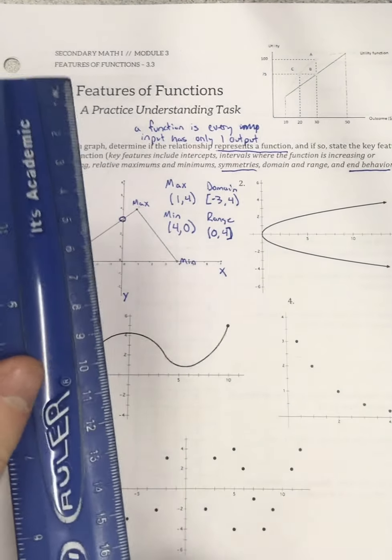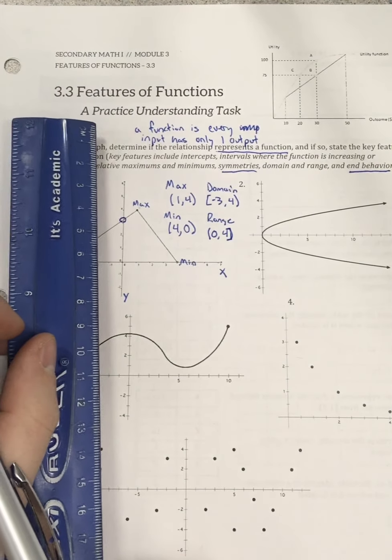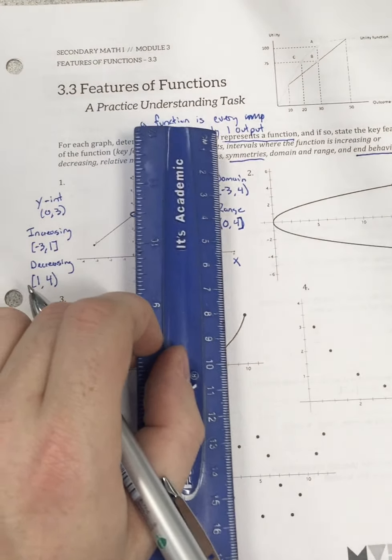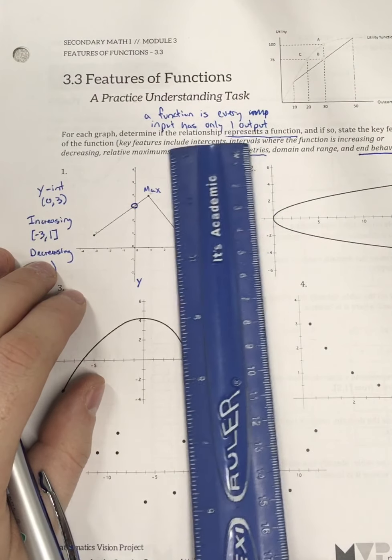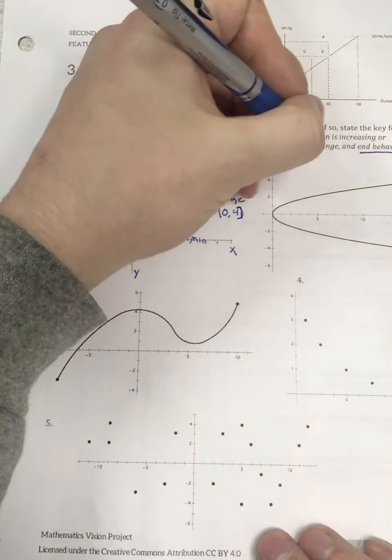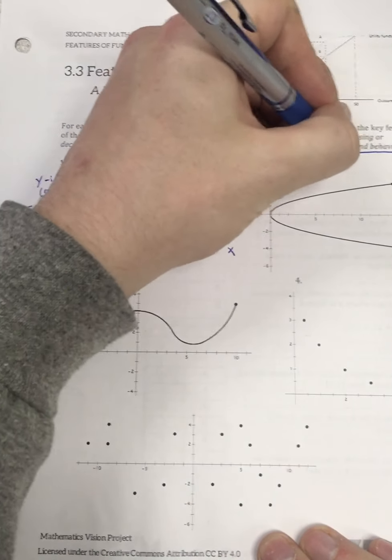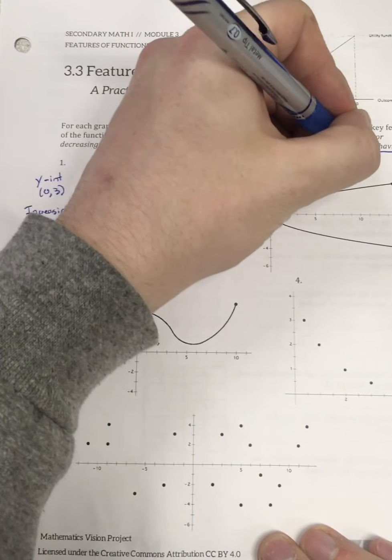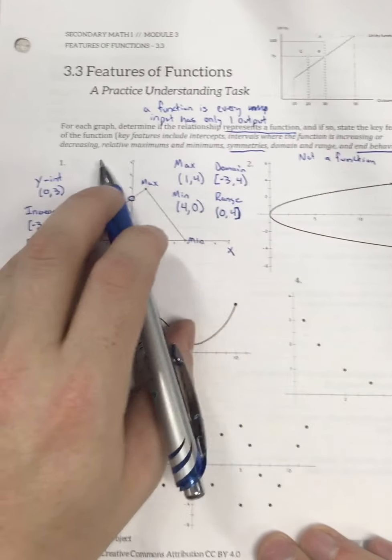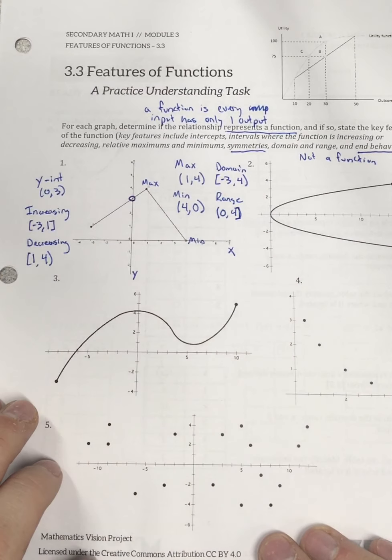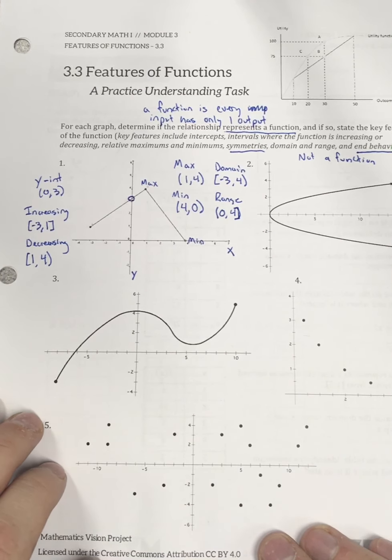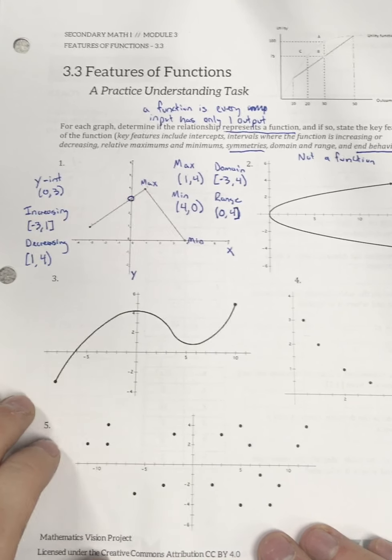So the vertical line test allows us to check that. If we have a vertical line and it intersects at more than one location, then it is not a function. Like for example 2, it's not a function. So this one's not a function. But we can still answer these maximum, minimum, domain, range, increasing, decreasing. We can still do that. And so I want you to do that.